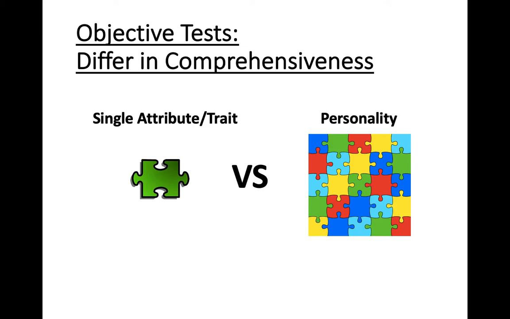So they differ in their comprehensiveness, in that some tests are only designed to assess a single attribute or trait, and that's kind of this single puzzle piece. Alternatively, there have been a number of what are called omnibus inventories that have been designed to measure personality as a whole. So in the previous lecture, we learned about models of personality like the Big Five, as well as the HEXACO model. And so there have been inventories designed to test not just a single attribute of personality, but rather personality as a whole, according to the Big Five or the HEXACO, just to name a few as well.